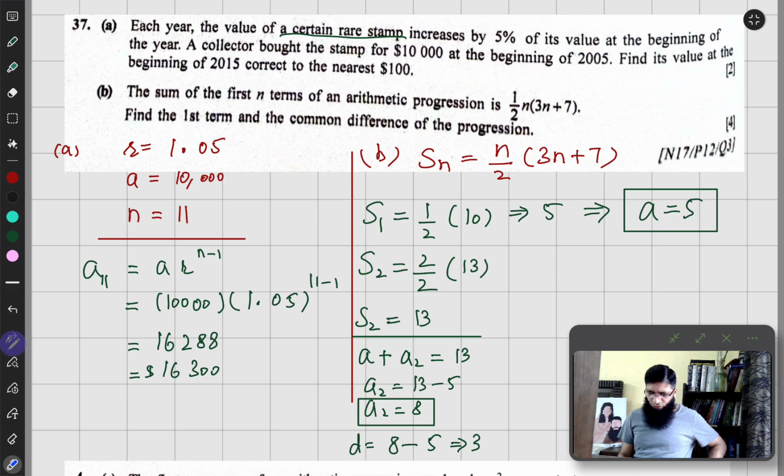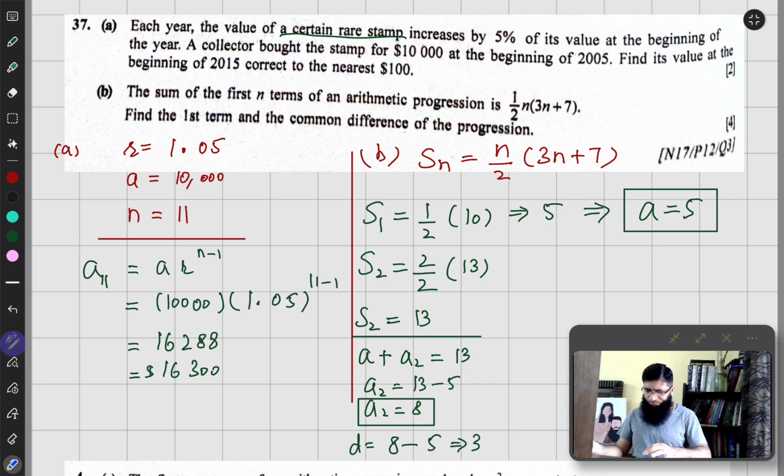Now look at part B. You have an expression for the sum up till n terms of an arithmetic progression, which is n by 2 times 3n plus 7. And you are supposed to find the first term and the common difference of the progression. Now if you put n is equal to 1, it means you will have just one value. If you put n is equal to 1, you will get 5. S1 is equal to 5. S1 means the sum of one term. So the first term of the progression will be equal to 5.